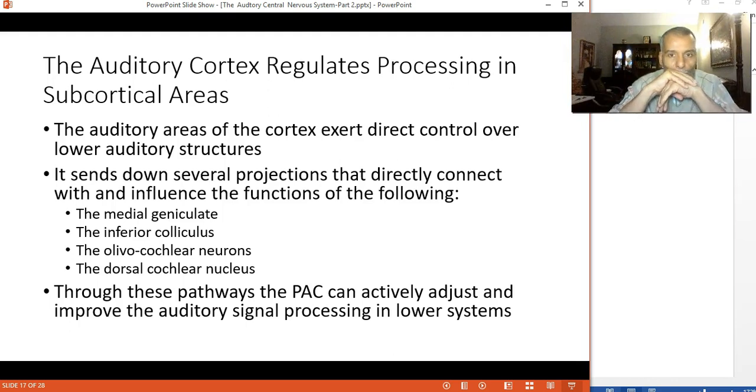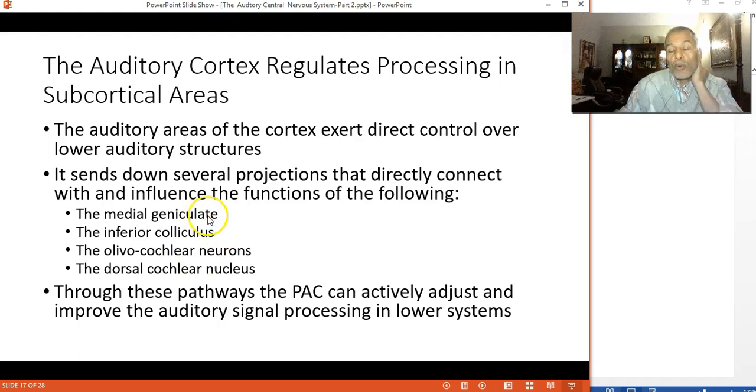So it regulates the information that is being sent to it. It tells the lower structures what kind of information and what level of loudness, for example, what level of amplification and so on should be coming in. So it communicates with the medial geniculate of the thalamus, with the inferior colliculus, with the olivocochlear nucleus, with all the major stations along the auditory pathways. And it basically regulates how they do their input and how loud the sound should be.